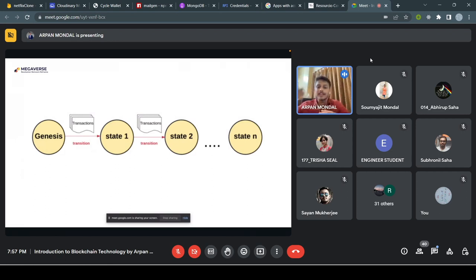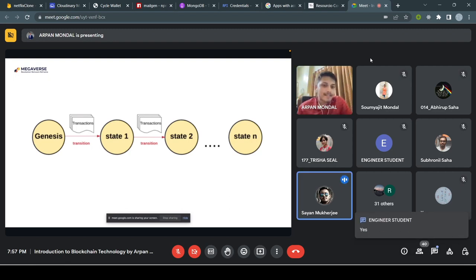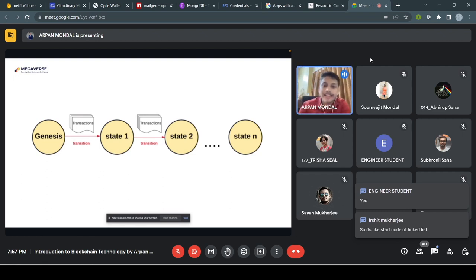So what will you do? You're going to put it in folders, right? Guys, please respond. Yes, right. Otherwise it will be very cluttered.